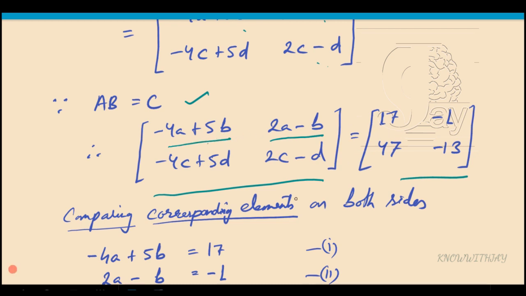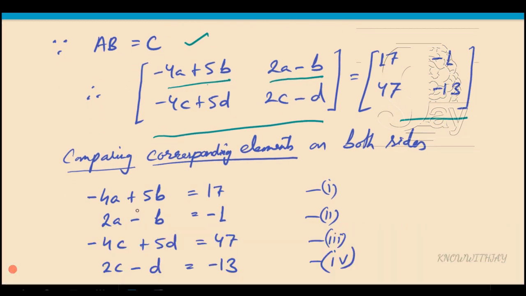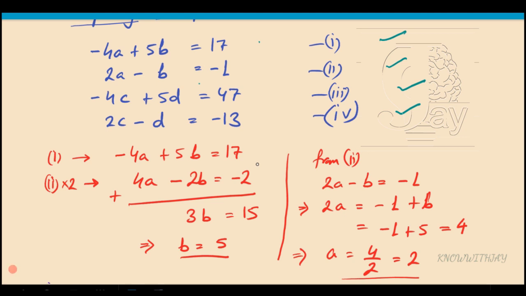If we compare the corresponding elements, we get minus 4a plus 5b equals to 17. Comparing the second element, 2a minus b equals to minus 1. Comparing the third element, we get minus 4c plus 5d equals to 47. And comparing the last element, we get 2c minus d equals to minus 13. Numbering these equations as 1, 2, 3 and 4, solving the first 2 equations using the elimination method by multiplying the second equation with 2, we get b equals to 5 and then a equals to 2.